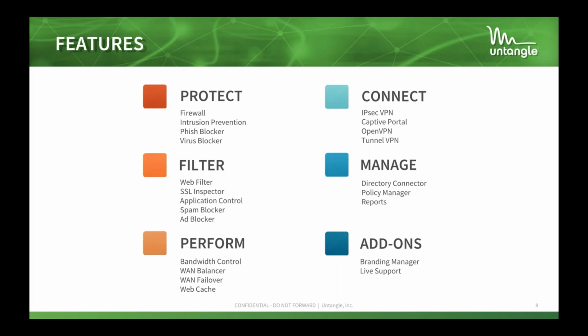Our feature set is broken down into 6 categories. You can see here, these are color-coded in our UI as well. When we get over to my server, you'll notice that. So as you can see, the basic functionality, protecting, filtering, performance, those are all right there over on the left. And then on the right, you see some of the more service-related apps. We're connecting to VPN services, directories, like your Active Directory domain, and creating policies and reporting.